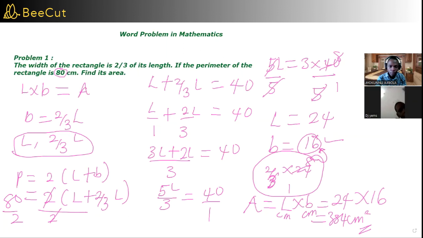So I'll put up the next question now. But when I put on the next question, I'll need you to ensure there's no noise. Then you will unmute yourself to answer some questions along. It's still on the word problem. So example 2 now. Problem 2.